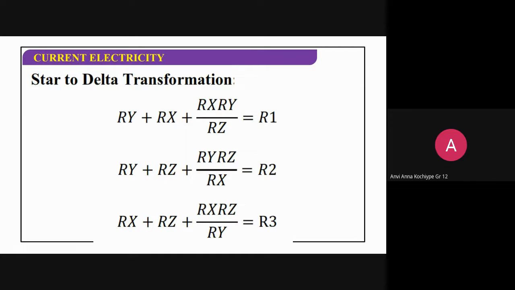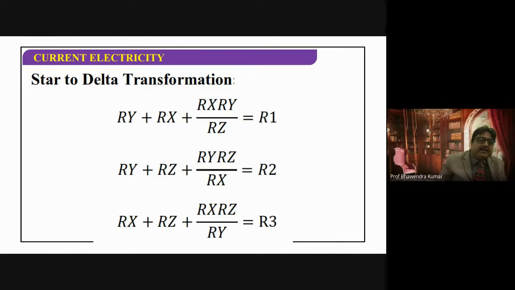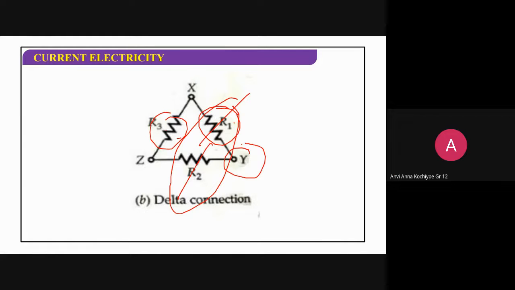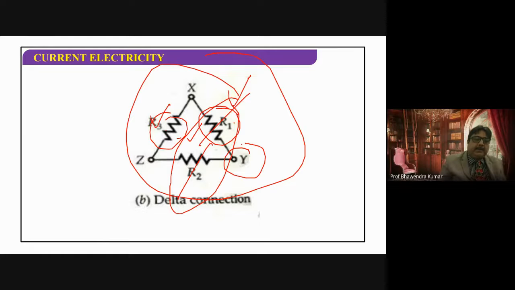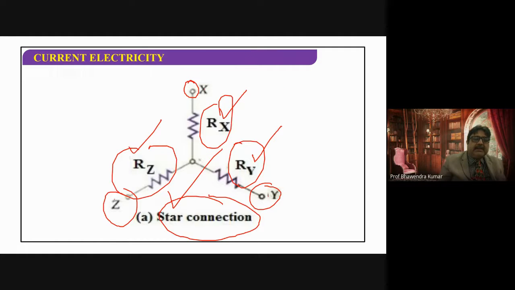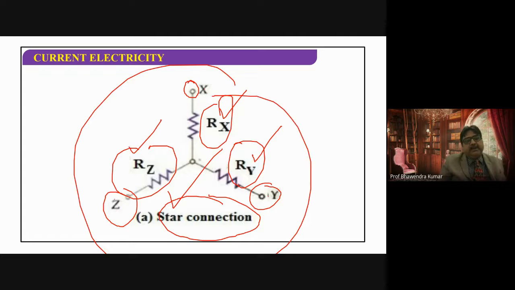So which ones are R2 and R3 here? R1, R2, R3 are the resistances in the delta network, whatever is marked there. These are R1, R2, and R3. If I want to convert this star network to the delta network, then this is the problem. Yes, sir.